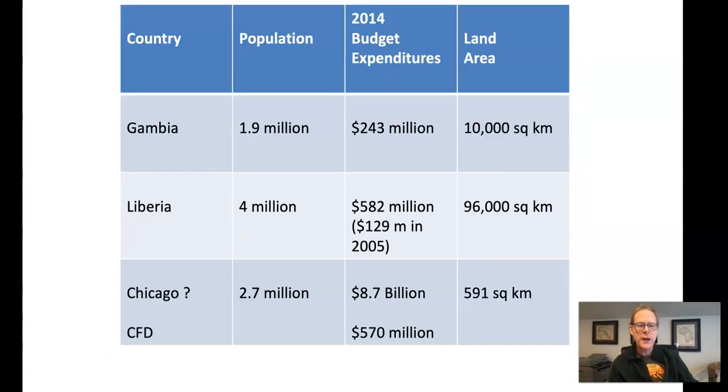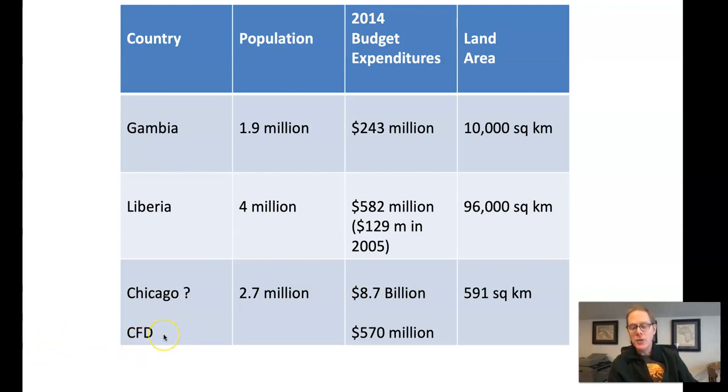Quick comparison here for the city of Chicago, okay, which is roughly the same population as the country of Gambia. But the city of Chicago had, anyway, comparable year, a budget of $8.7 billion. Okay?